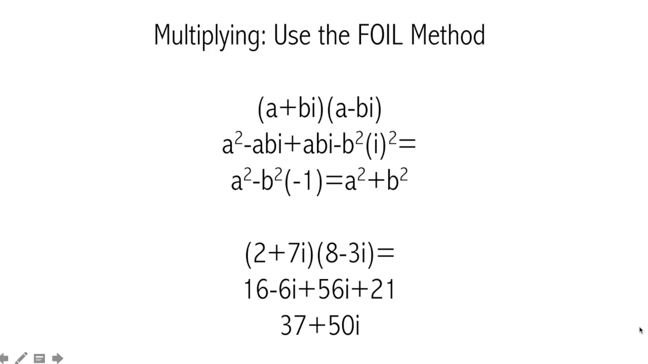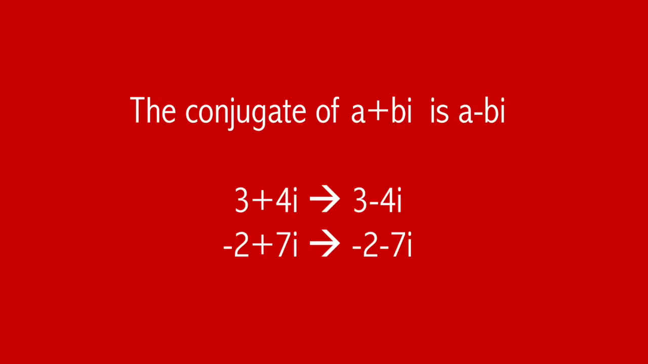Now dividing is a slightly different process, so for that you need to know something called conjugates. The conjugate of any complex number, a plus bi, is a minus bi, as in the sign of the imaginary part just changes. So 3 plus 4i becomes 3 minus 4i, minus 2 plus 7i becomes minus 2 minus 7i, 3 minus 4i becomes 3 plus 4i. So just the sign of the imaginary part changes, right? That's the conjugate.